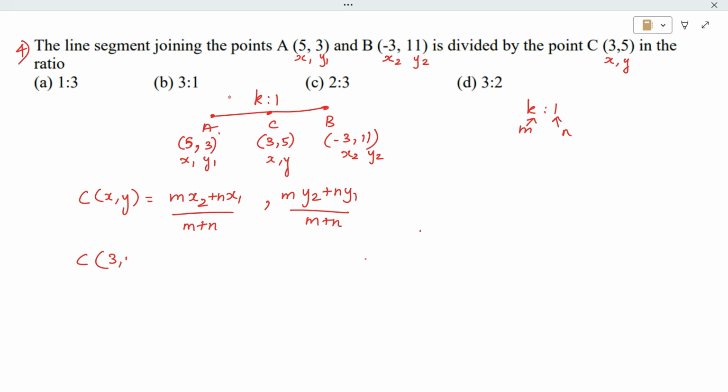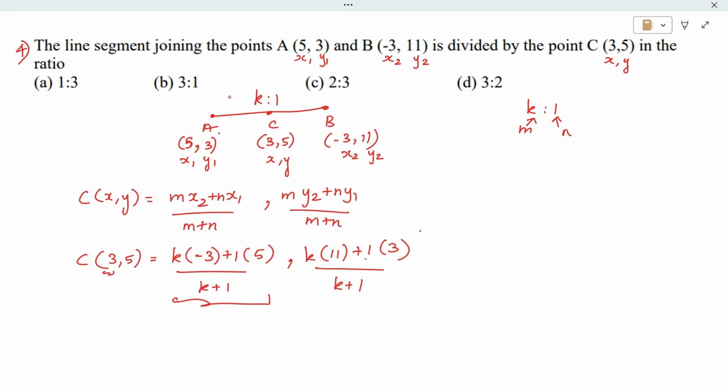So x comma y is 3 comma 5, m is k, x2 is minus 3, n is 1, x1 is 5 by k plus 1, m is k, y2 is 11, n is 1, y1 is 3 divided by k plus 1. Now, since I know the x coordinate and y coordinate on both sides, I'm equating x coordinate with x value. That is, 3 is equal to k times minus 3 is minus 3k, 1 times 5 is 5, by k plus 1.